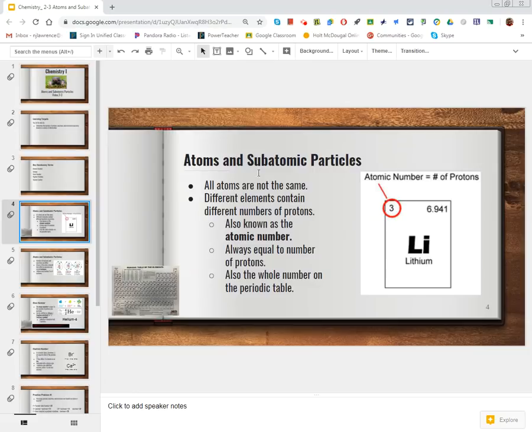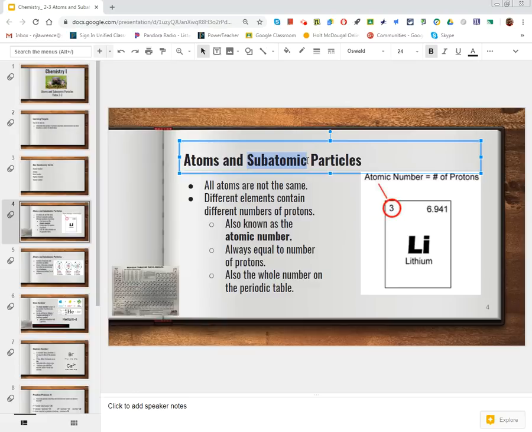When you see the word subatomic, you can think of the word submarine, where it goes under the water. Subatomic means you go inside the atom. What's going on inside the atom? That's where the protons, neutrons, and electrons are.